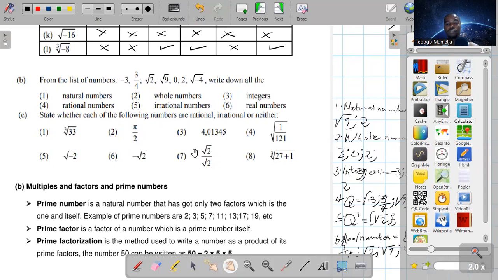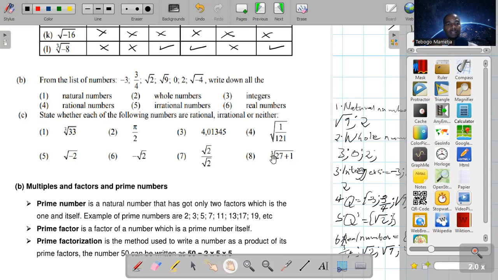number 8, the cube root of 27 plus 1, which is going to be the cube root of 28. And the cube root of 28, since 28 is not a perfect cube, is going to give you an answer which is a non-recurring and non-terminating decimal. So since it's non-terminating and non-recurring, it is going to be an irrational number.